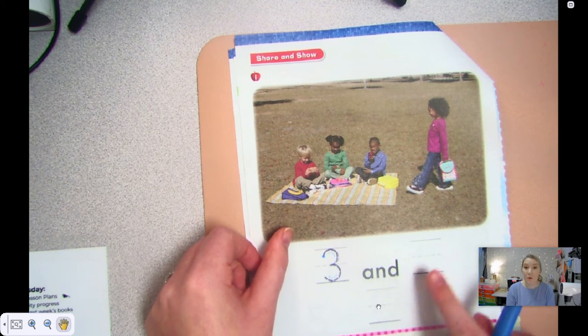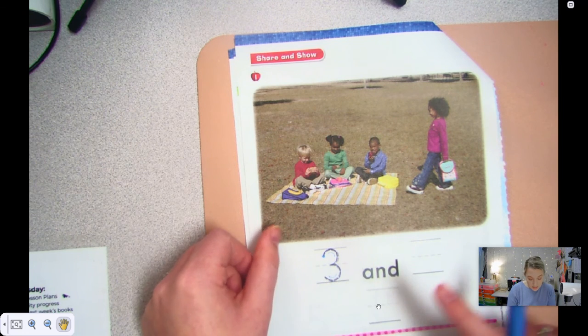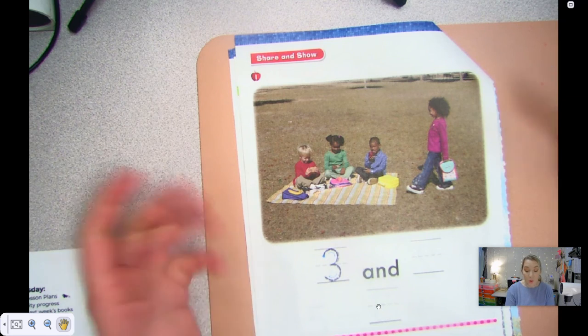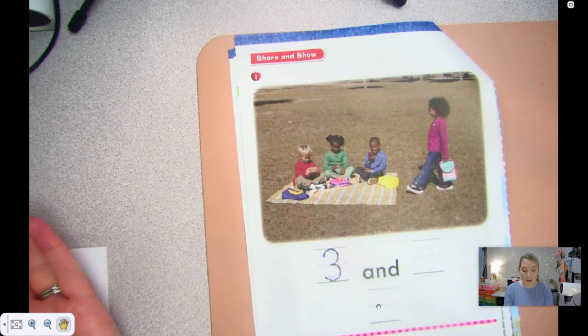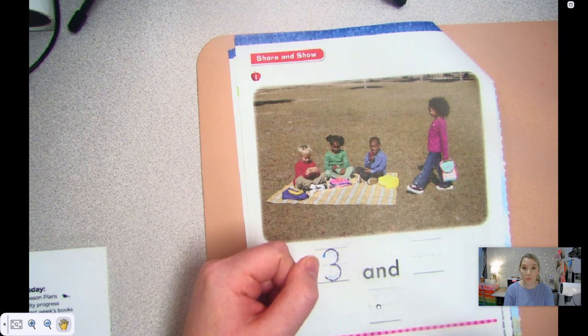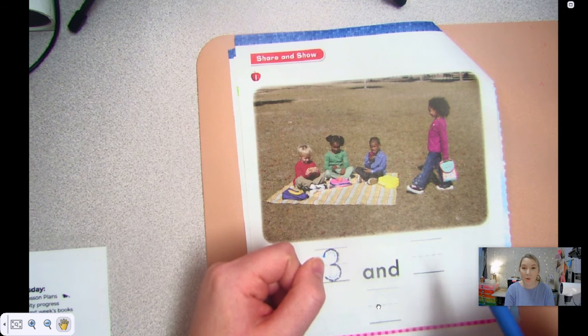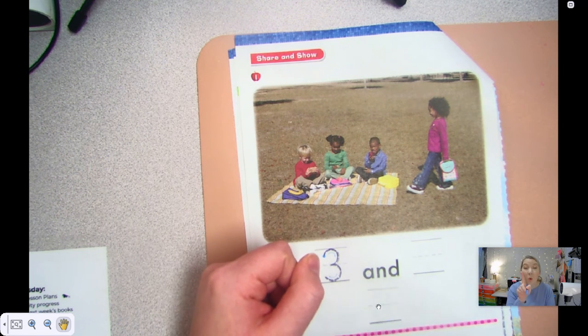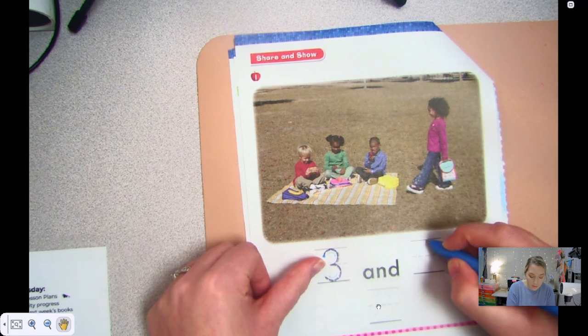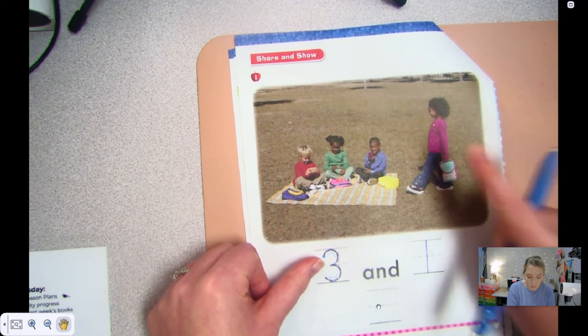Now you notice these other 2 are blank. So we've got 3 and it says write the number that shows how many children are being added to the group. So look how many people are walking up to this group of friends who are sitting. How many people do you see just walking to the group? How many people are standing walking to the group? There's 1 person. So 3 and we're going to write the number 1 for our friend here who's walking in the purple shirt.